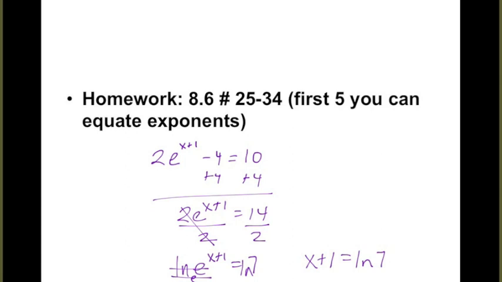Minus 1. Subtract 1 and make sure you're subtracting 1 from the whole thing, not from the 7. So close off the parentheses when you type it in the calculator. Okay? Where it says the first 5 you can equate exponents, that means the first 5 you can use the first method we learned where you make the bases the same and set the exponents equal to each other. The remainder of the problems you will need to solve with logarithms.